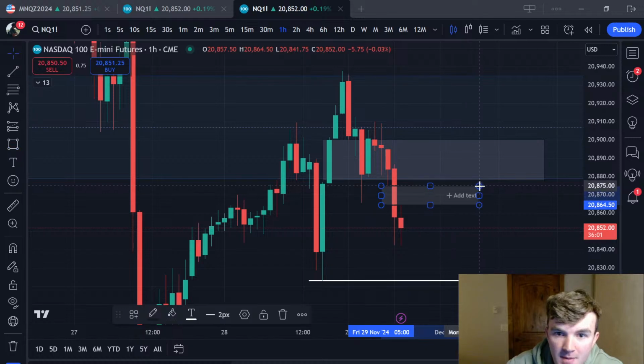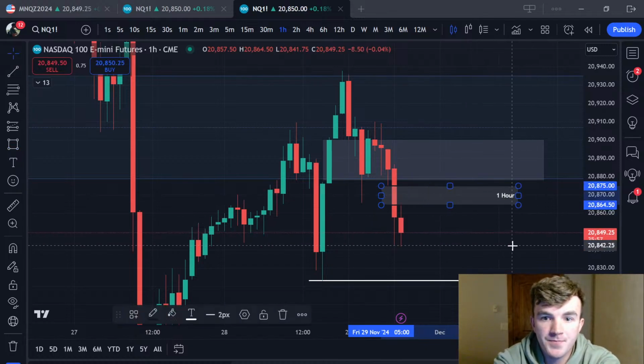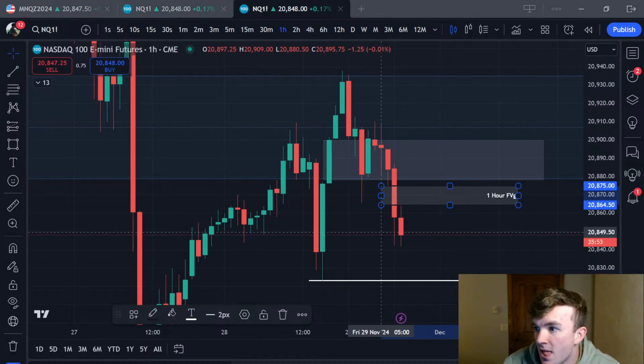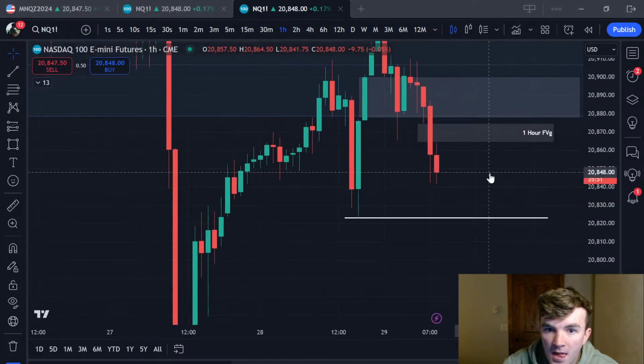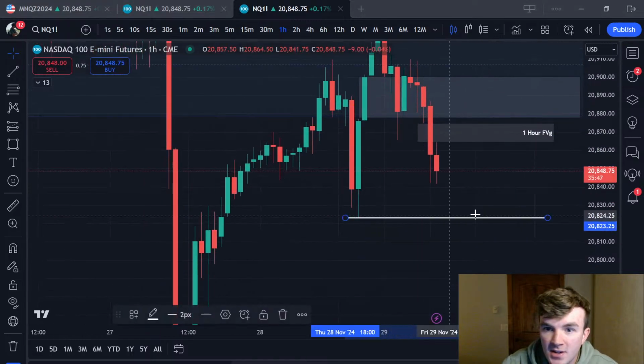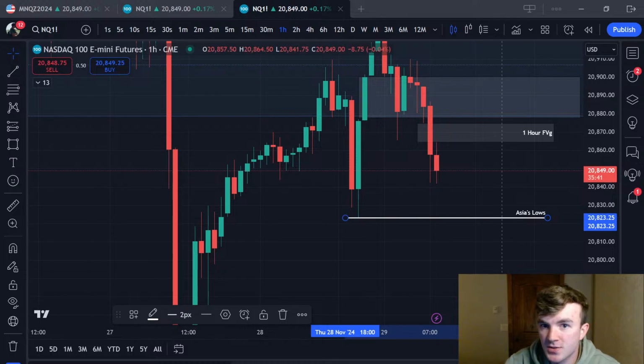So I'm bearish. We have a 1 hour fair value gap. Maybe we want to tap into this. But honestly, I could see us just going straight down and running this low here. And this low is actually also Asia's lows. So we have Asia's lows right there.